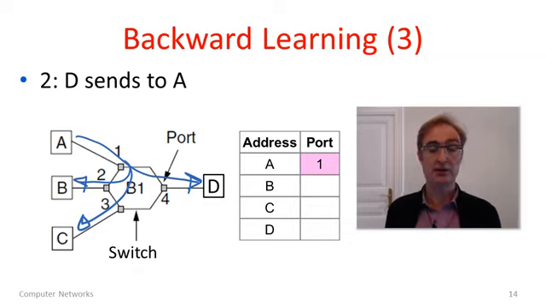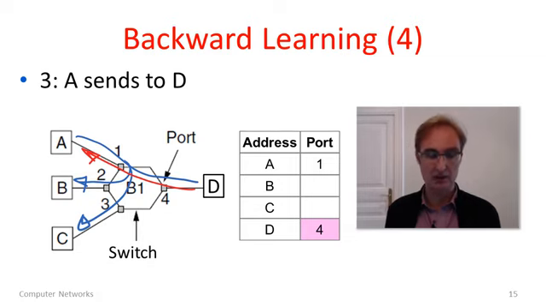Now, step 2. Let's assume, because most communication involves requests and then replies, sometime later D is going to send a frame back to A. What will happen? Here's D, it sends its frame destined for A. At this stage, the switch can look up its table and say, yep, I'm just going to send it directly out that port. Wonderful. We did not have to broadcast it out the other ports.